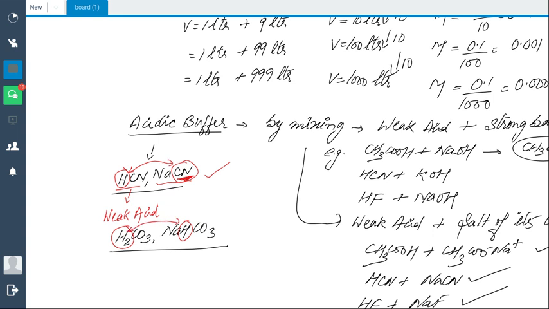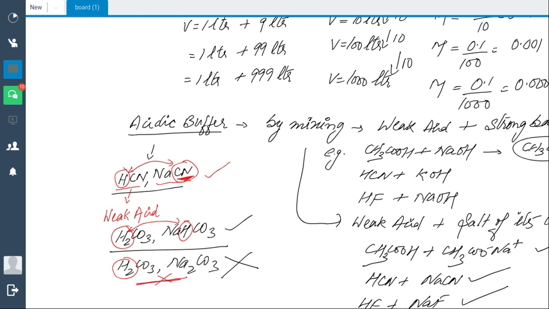Okay, if you ask me, sir, what if I write H2CO3 and Na2CO3? Does this one act as a buffer? The answer is no. This one is yes, this one is no. Why? Because here you see there are two hydrogens, but over here there are zero. This is not an acid-base conjugate pair.